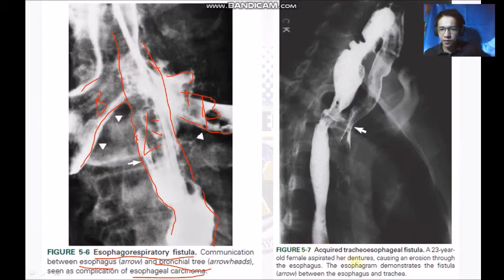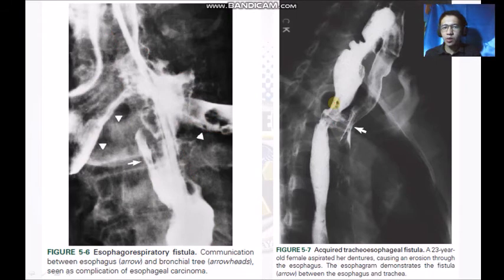And then we also have acquired tracheoesophageal fistula. A 23-year-old female aspirated her dentures. That means the denture of the patient was swallowed, causing an erosion through the esophagus. So the esophagus of the patient was perforated because of the dentures. And because of that perforation, when your body experiences trauma, it will try to repair itself.